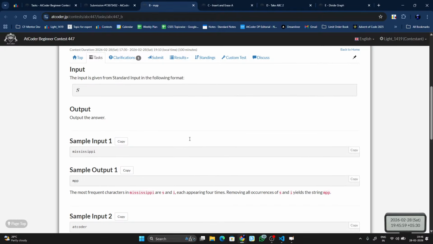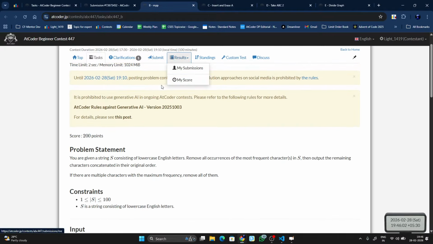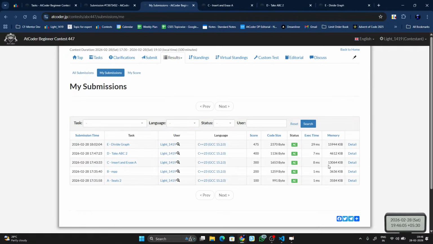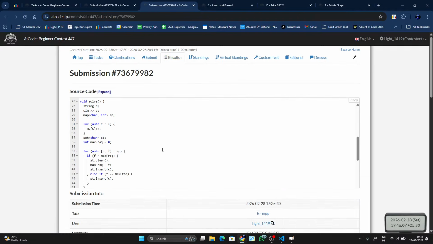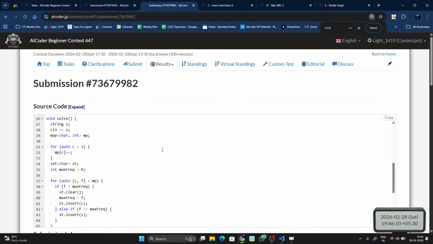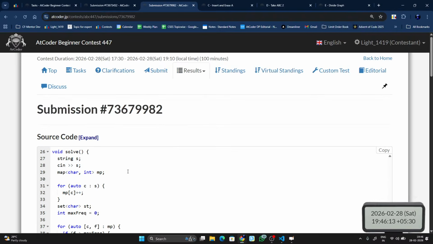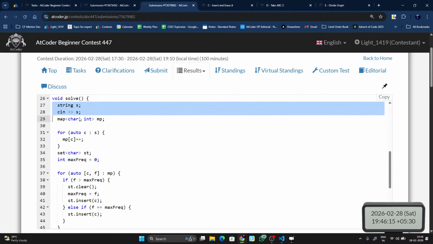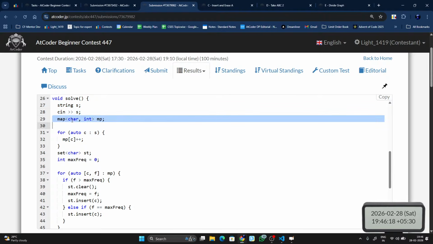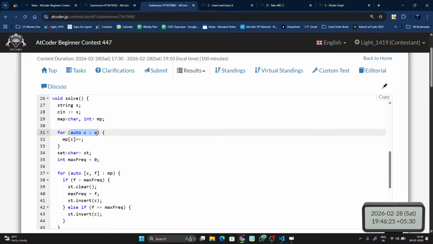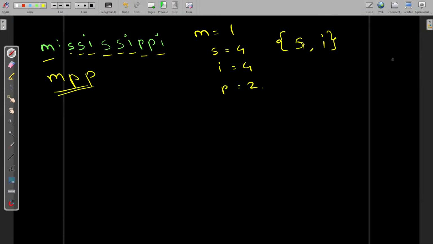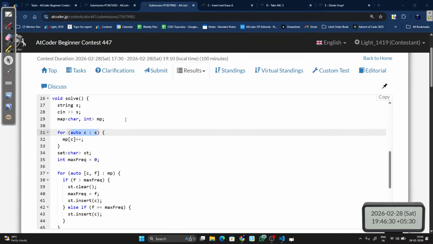Let's check the code for this particular problem. Here, as you can see, first I have taken the input in a string. Then I have created a map of character comma int to store the frequency of each character. Then I'm iterating upon the string over here, this particular part.